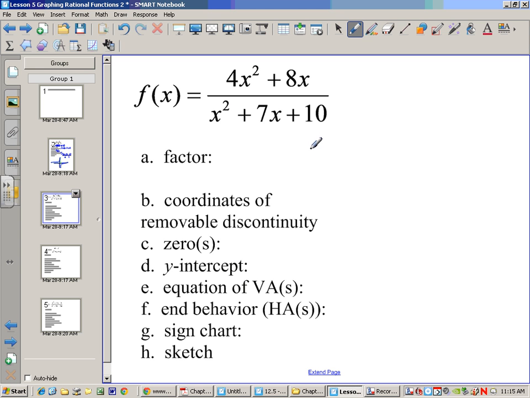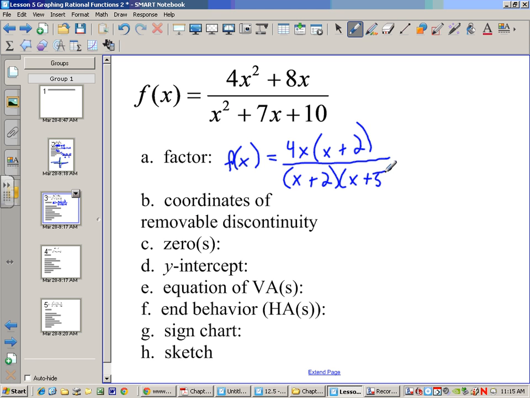So hopefully you've paused the video and you're back. If I factor this, f of x will equal 4x can come to the outside, leaving x plus 2 left over. Now if I factor this, the two things that multiply to 10 and add up to 7 are x plus 2 and x plus 5. So since there's an x plus 2 in both of these, the coordinates of the removable discontinuity would be at x equals -2.